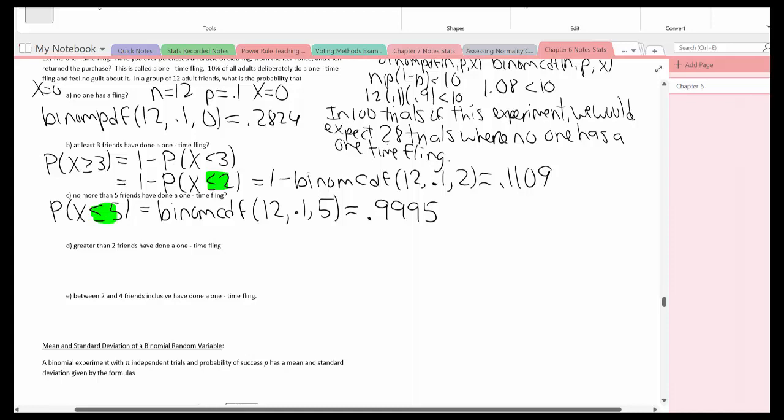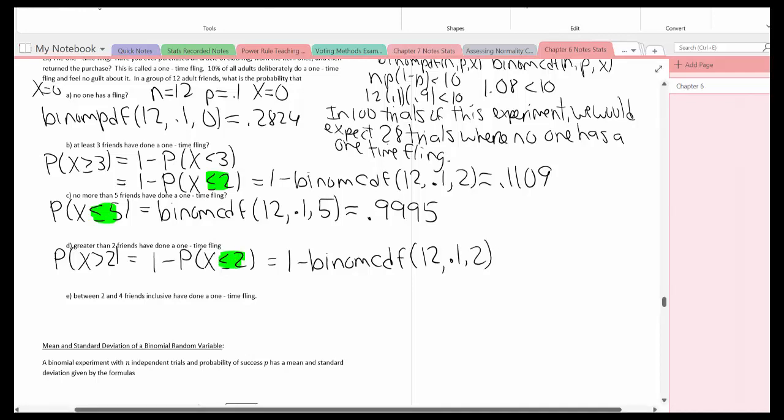Okay, let's take a look at part D. Greater than 2 friends. Well, I write that as the probability that x is greater than 2. The problem is I can't use that because it's greater than. So I write its complement. That's 1 minus the probability that x is less than or equal to 2. Well, I can put that in the calculator. That's going to be 1 minus binom CDF, because it's less than or equal to: 12, comma, 1/10. And for this particular part, it's 2. Putting that in and rounding to 4 decimal places, I get this.